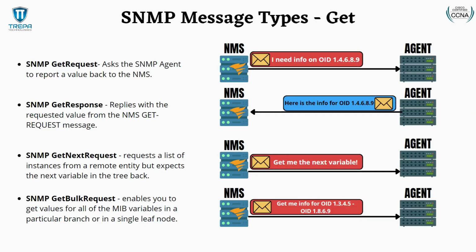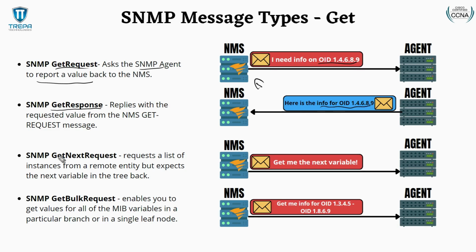Okay, now let's get into the SNMP message types. So we're going to go over the message type get. The SNMP message type get is how we get all of our information for our NMS server from our agent. So the get request is going to be coming from our network management server. It's going to ask the SNMP agent to report a value back to the NMS. So I need info on OID, whatever, right?